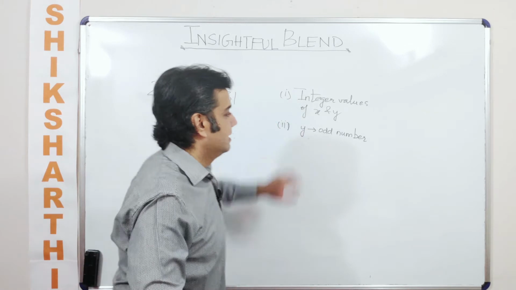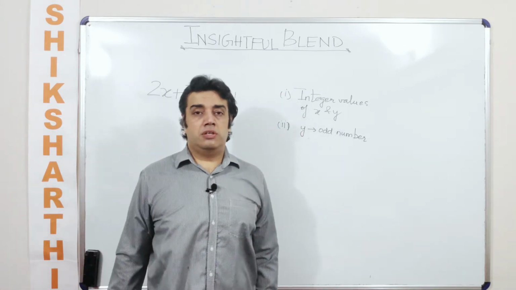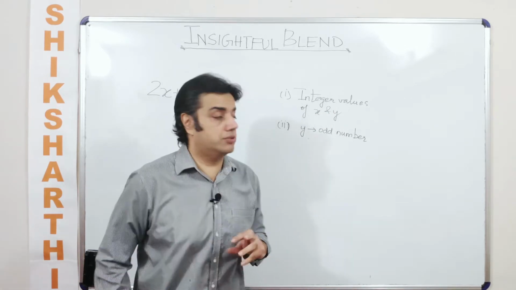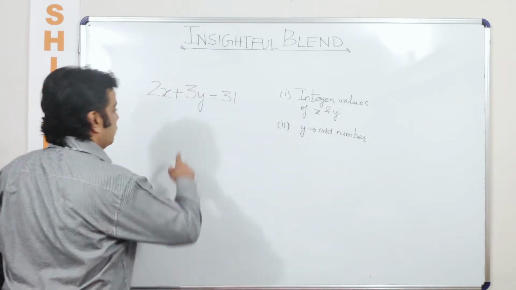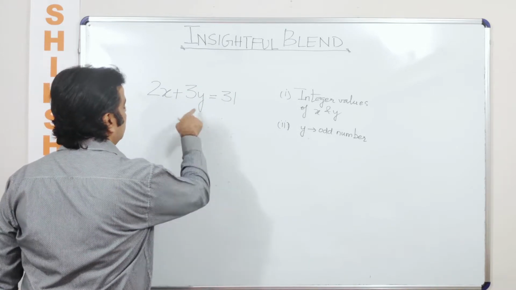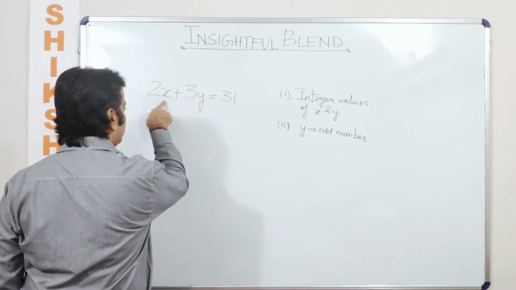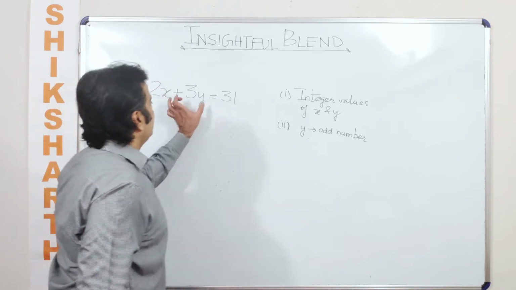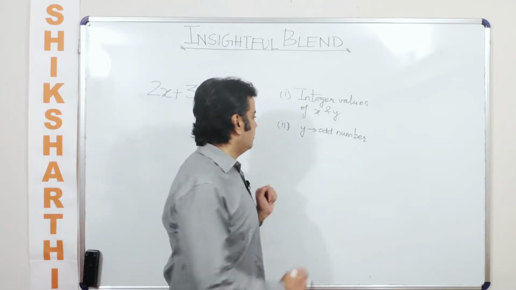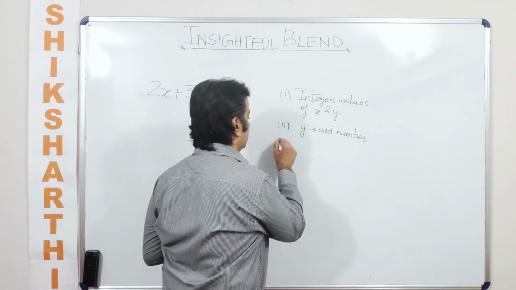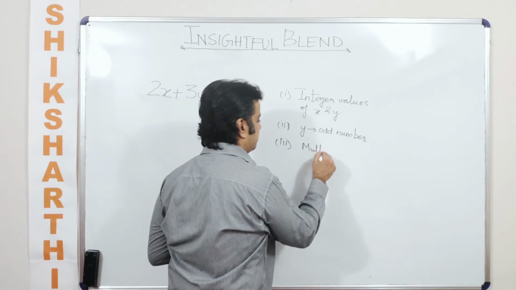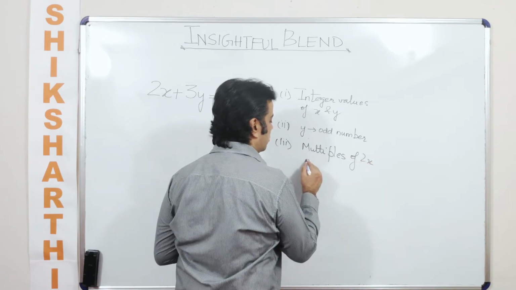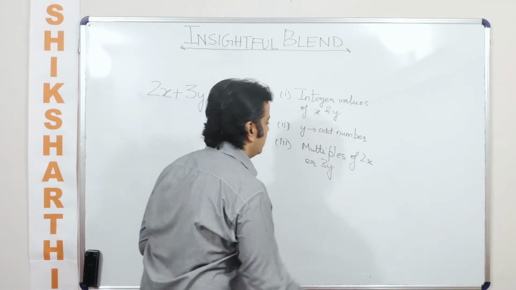Now once you have this insight, you're solving equations and starting off with an insight on numbers. You can always start off and ask what is the minimum value, so either I put the minimum value to x here or I put the minimum value to y. So let me start talking about the multiples. The third thing you're talking about here is multiples of either 2x or 3y.